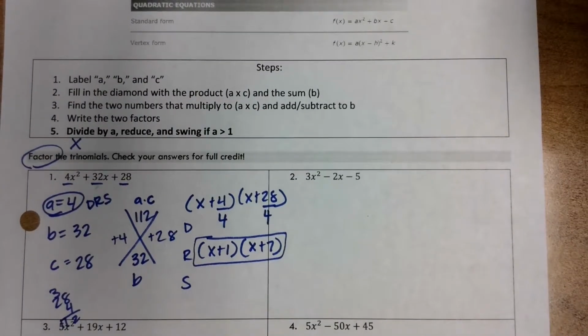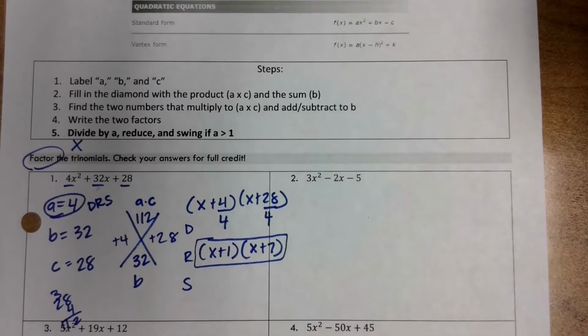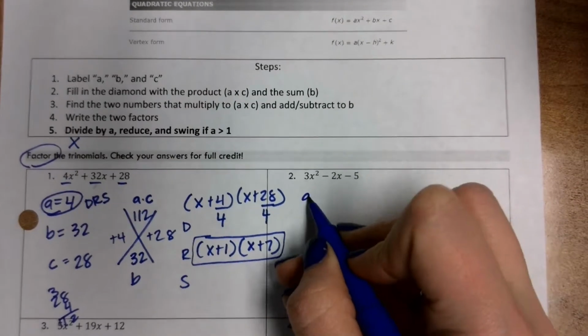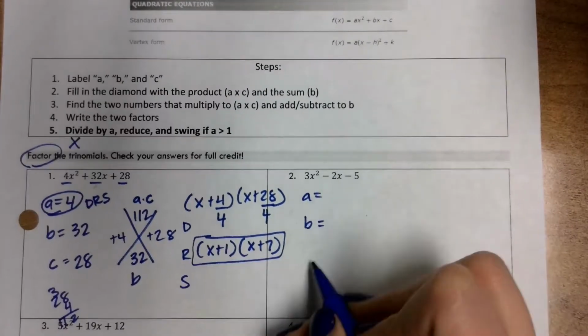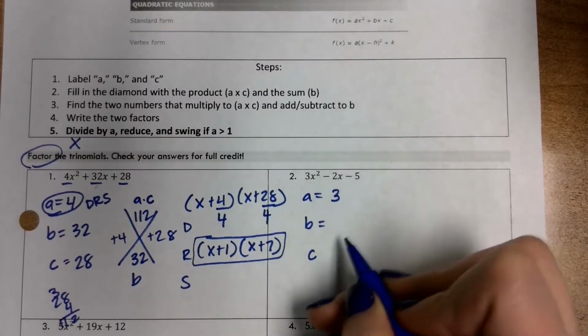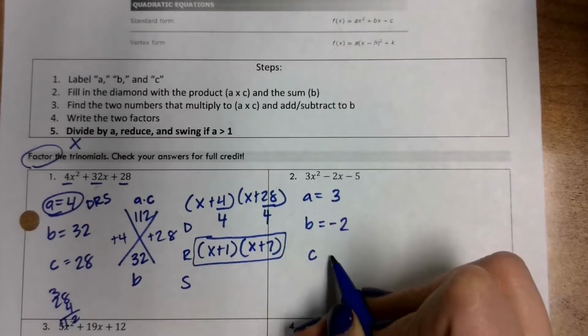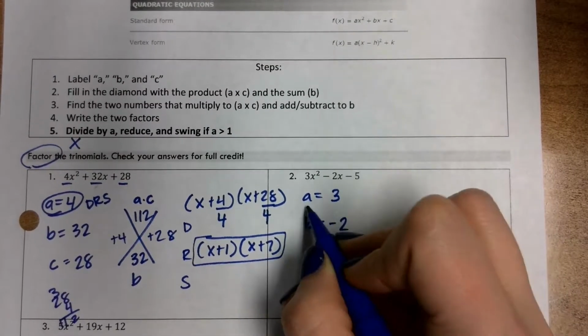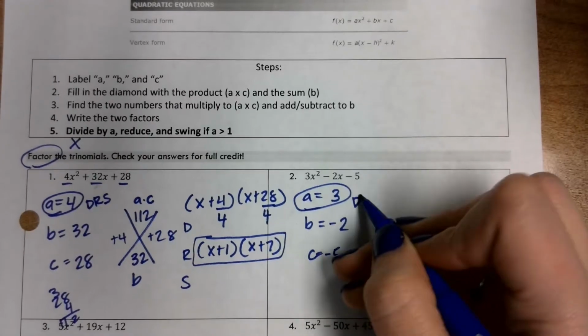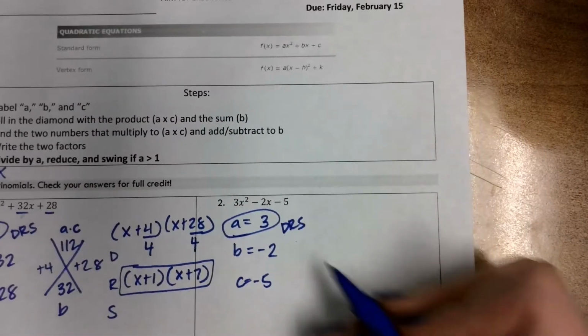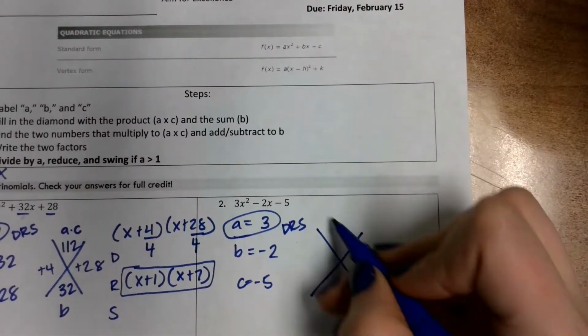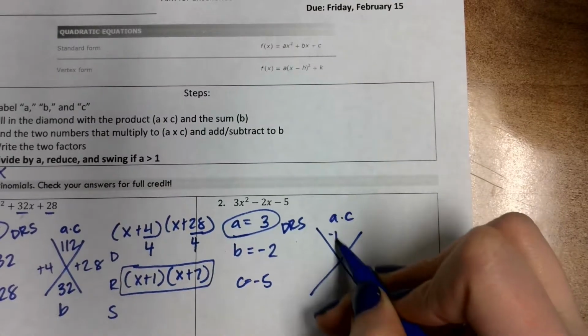Number 2. A equals 3. B equals -2. C equals -4. Excellent. Circle that A equals 3 to remind you that you got a DRS. A times C, -15, good.